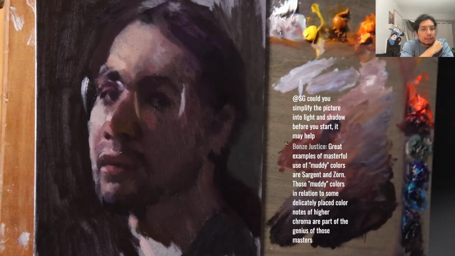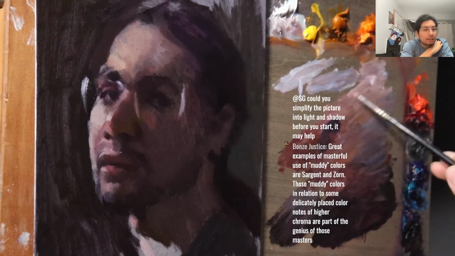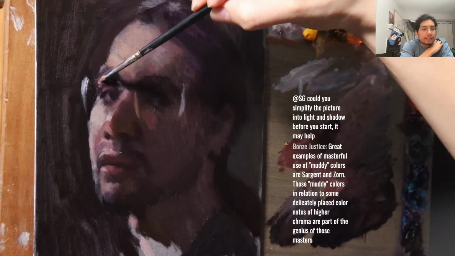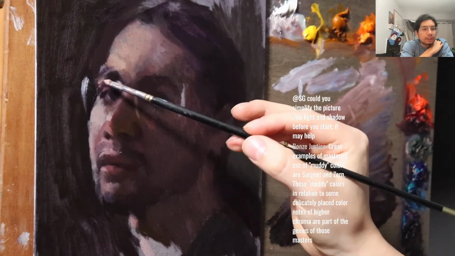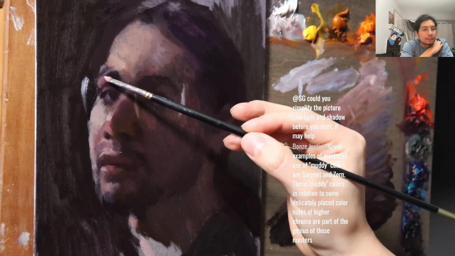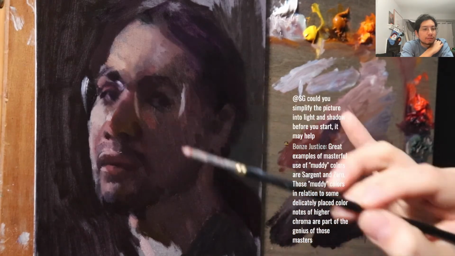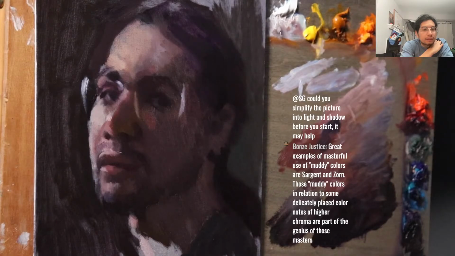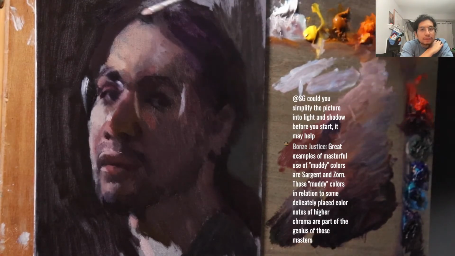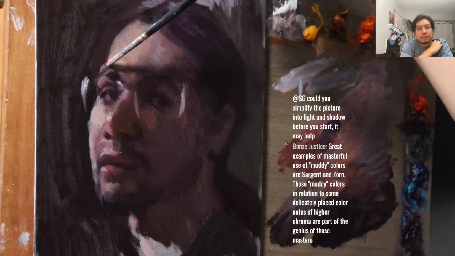Rob CP, yeah, light and shadow definitely helps for sure. Bonds, let's see, great examples of masterful use of money colors. Sargent, Zorn, those money colors in relation to some delicately painted color notes of higher chroma are part of the genius of those masters. I will agree to that definitely.